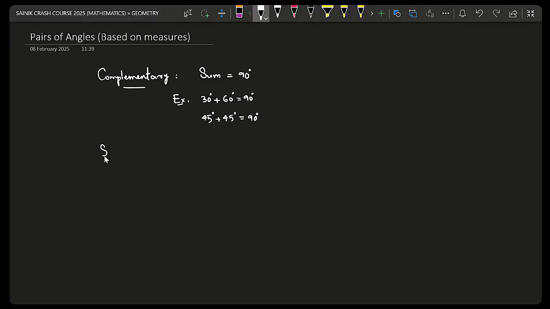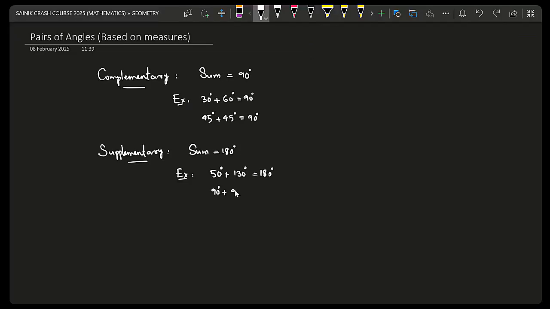Next, supplementary angles. Two angles whose sum is equal to 180 degrees, we call them supplementary angles. For example, I have 50 degrees plus 130 degrees. I get the sum 180 degrees. So these two are called supplementary angles, and each is called the supplement of the other. That means 50 degrees is the supplement of 130 degrees, and 130 degrees is the supplement of 50 degrees.